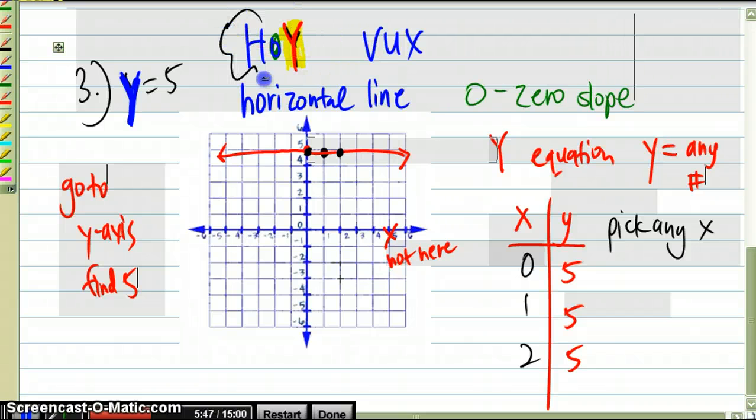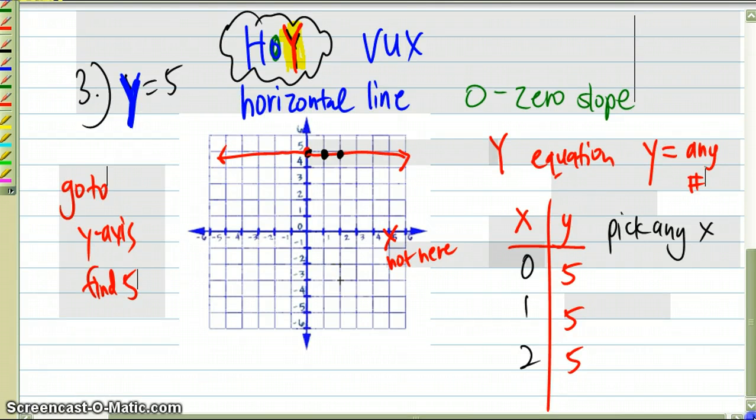And again, HOY is just a quick way to help us remember how to graph linear equations with just one variable. The back side of the worksheet is not really too difficult. I don't think we had too many questions about graphing or the quadrants.